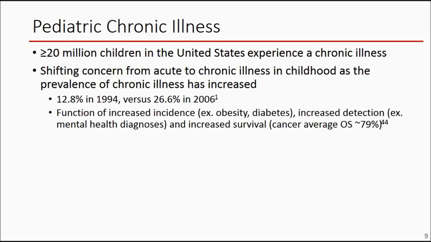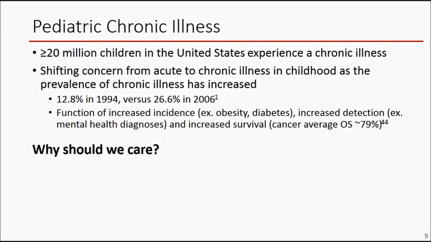Now, this isn't just because kids are so much sicker now. That is part of it. There is increased incidence of obesity, diabetes, things like that, but there's also increased detection. This is especially true when it comes to mental health diagnoses and the medicalization of mental health among children, and increased survival for conditions that would have otherwise been fatal. One good example is pediatric cancers, where a couple of decades ago, average overall survival would have been 50%, 60%. Now it's averaging 79, 80%.